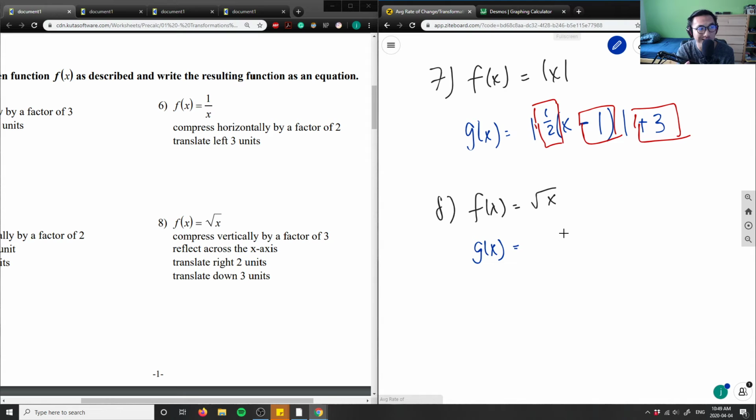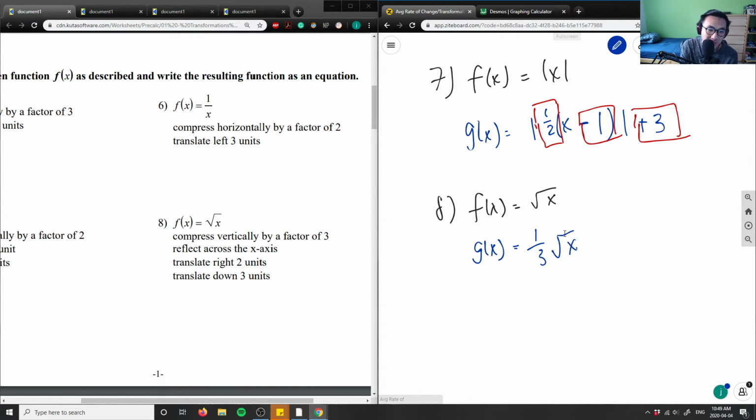If I'm saying compress vertically, again, I think a vertical stretch was a number that's greater than 1. If it's a vertical compression, it has to be a fraction of that. So I'm going to say here that it exists outside the function, right? Vertical stuff exists outside the function. So I'm going to say here, this is 1/3 root x as my first transformation, right?